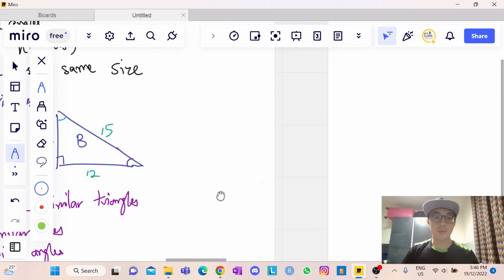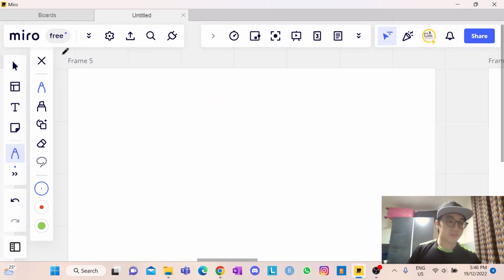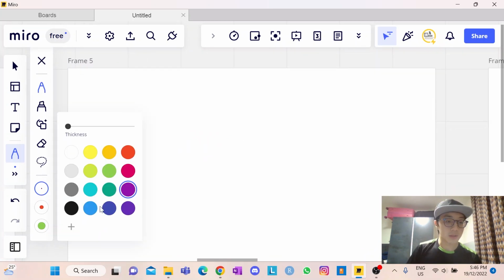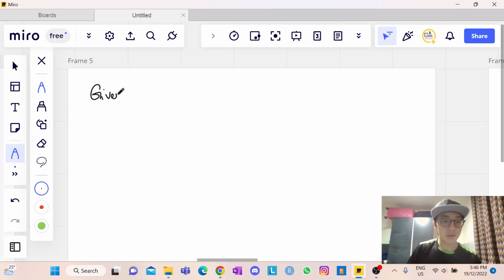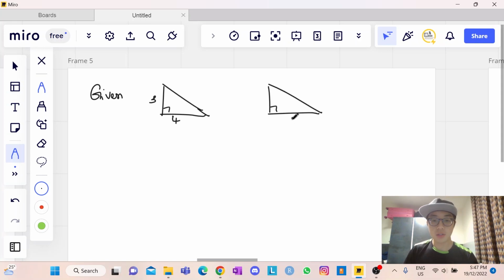So what does it mean that these two triangles are similar? In the example here, we are given that this triangle and this triangle have sides 3 and 4, and this is 12. You are going to look for the length of this side of the triangle. And the question says they are similar.